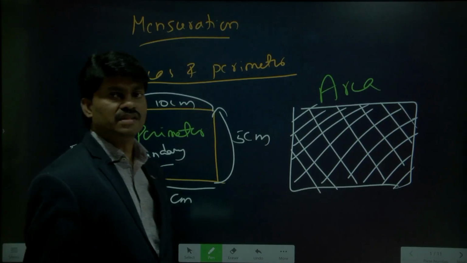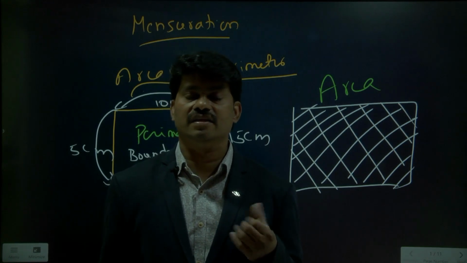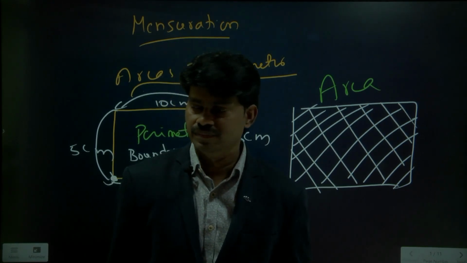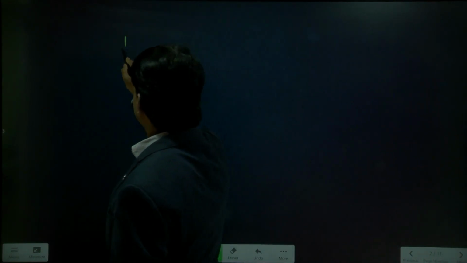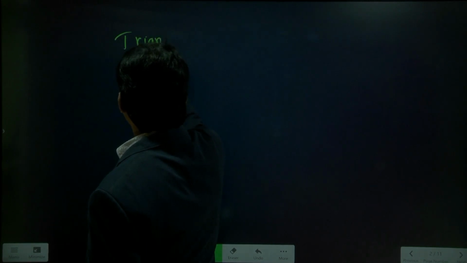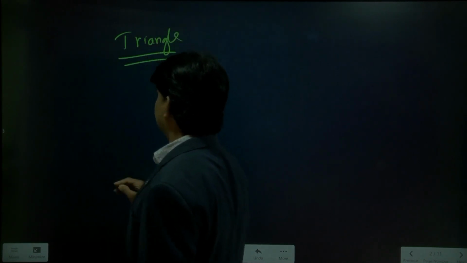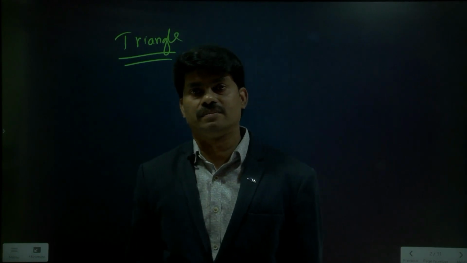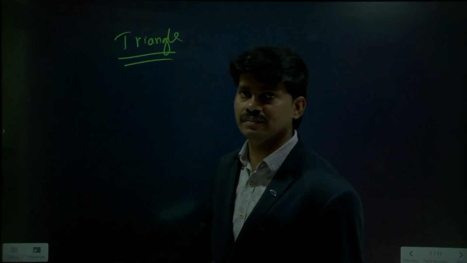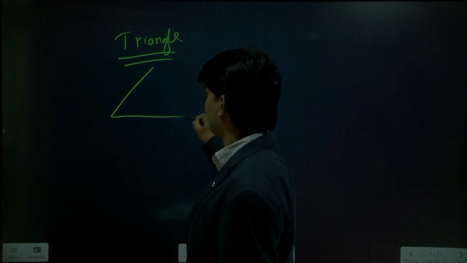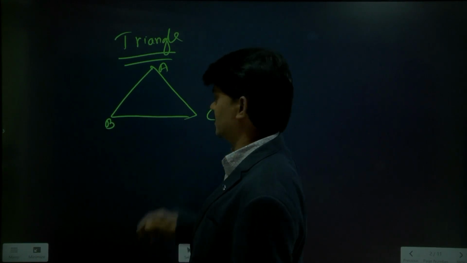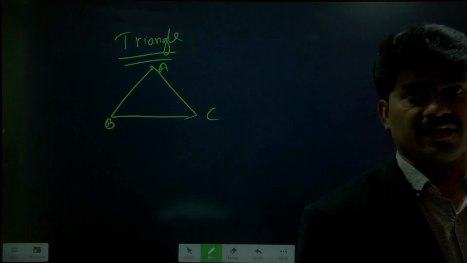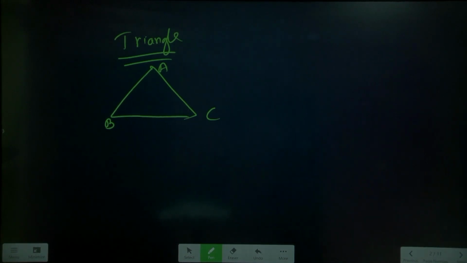So here we will see some figures, areas and perimeters. First we go with a triangle. A three-sided closed figure is called a triangle. Here how many sides are there? There are 3 sides. Okay, no? So a three-sided closed figure is called the triangle.